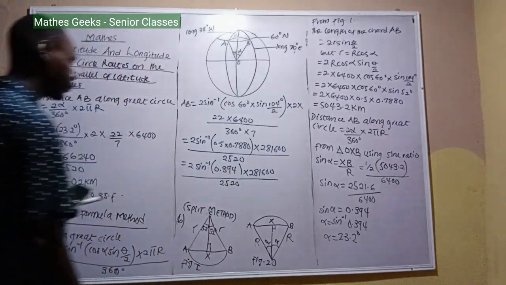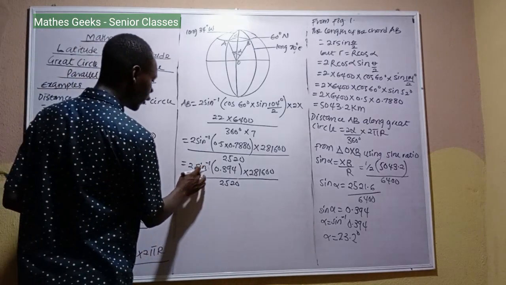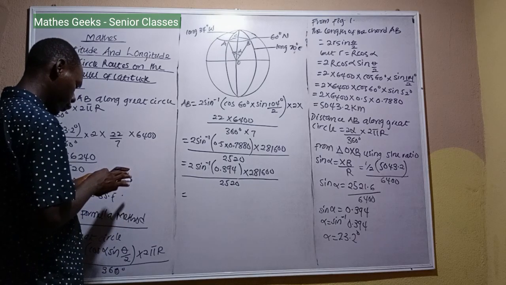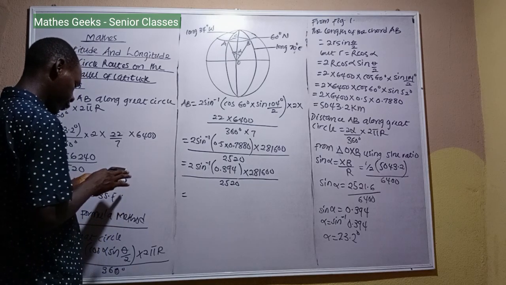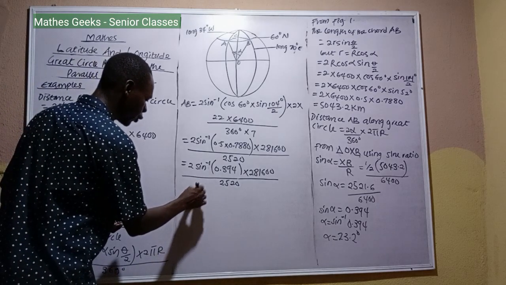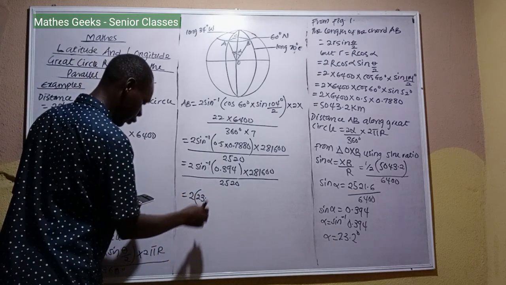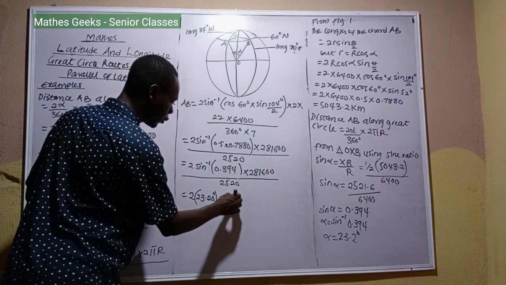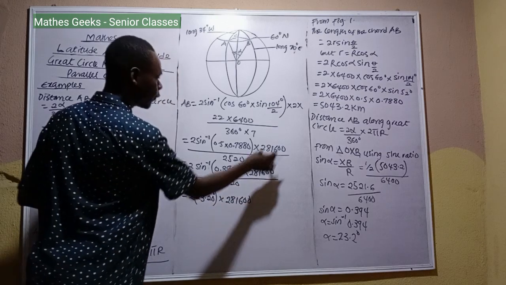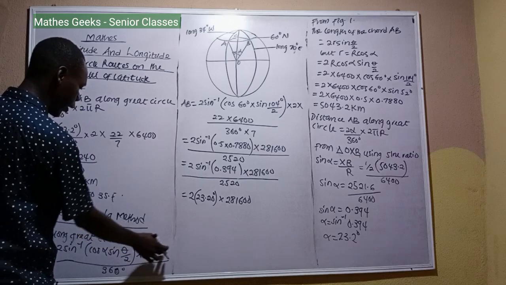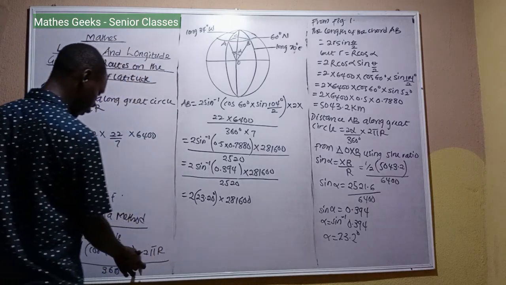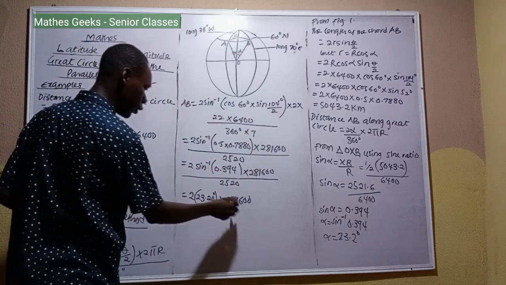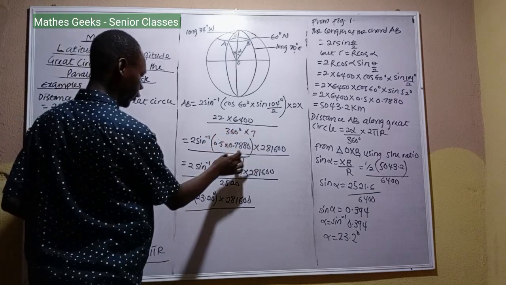Okay, let me wipe this out. Next is to get the value for arc sine 0.394. That's 23.2 degrees. So that gives us 2 times 23.2 degrees times about 281,600. This is the value gotten from 2 pi r, which is 2 times 22, then the 7 is the denominator, so that's 22 times 22 times 6,400. Then 360 degrees times 7 gives us 2520.